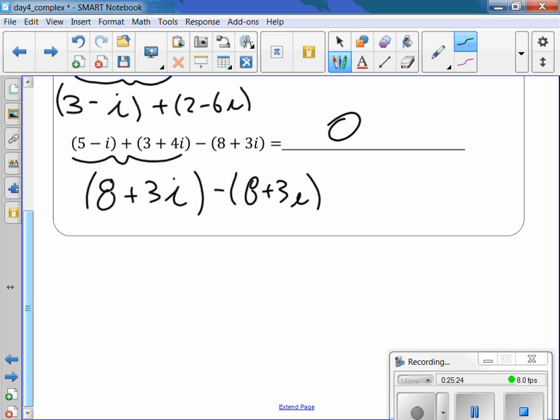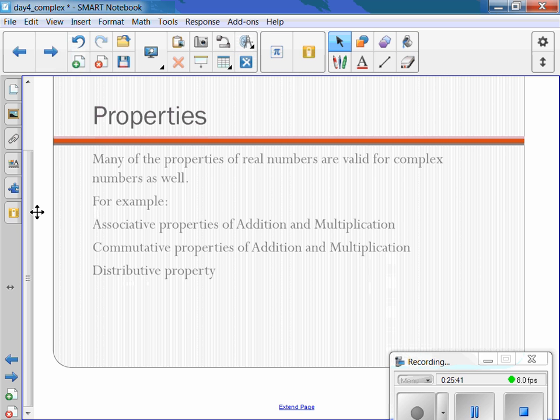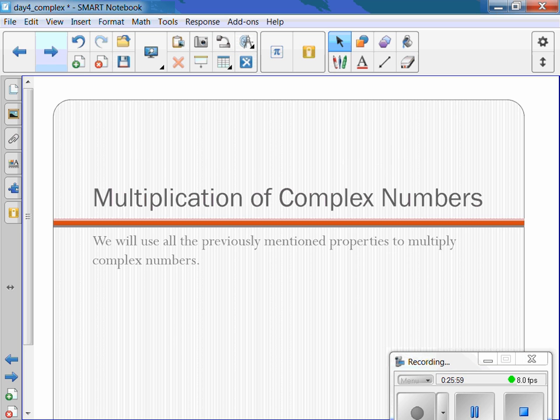Questions? Concerns? As I said before, all the properties hold true for our complex numbers. My associative, my commutative, my distributive laws, right? Distributing an i, distributing a real number, distributing a negative. So when we're multiplying complex numbers, we go ahead and use those same laws that hold true for real numbers, such as, again, the distributive law.